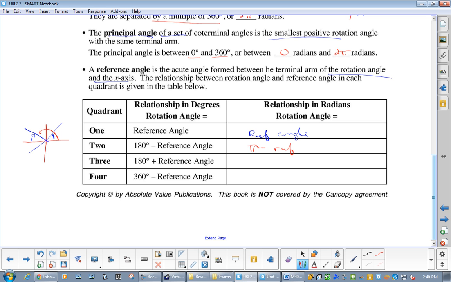And if we were in this quadrant here, we would go 180 plus the reference, right? Now we're going to go pi plus the reference. And if my rotation angle was over here, this would be the reference angle. So before we were doing 360 minus the reference, now we're going to be doing 2 pi minus the reference. Okay, so you're just kind of learning a different language at this point, not really learning any new concepts.